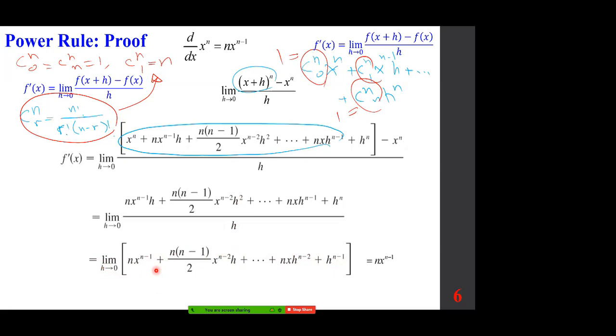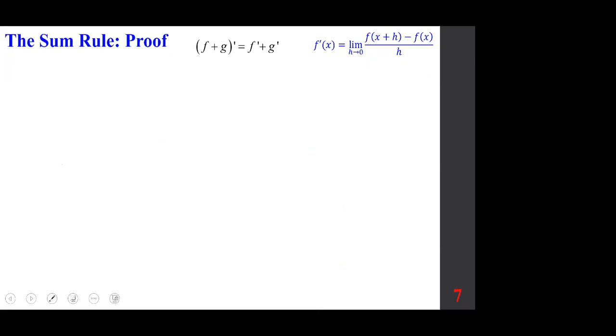I won't ask you for the proof, obviously, but if you can follow it, you are in good shape. Let's look at another proof, and that is the sum rule. What happens if we have f plus g, and we want to differentiate that? It's f prime plus g prime, meaning just doing it piece by piece. How does it work? We are going to prove it using the definition.